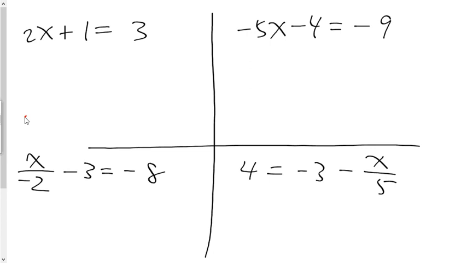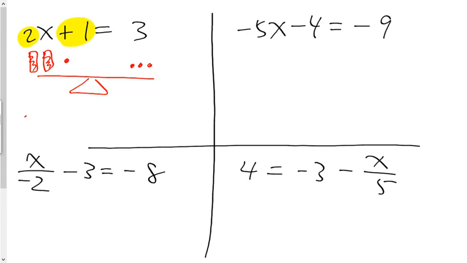MathLinks 9 textbook. So the first question gives us the equation 2x + 1 = 3. Now remember, in this equation, going back to our vocabulary, we have a coefficient of 2 and a constant of 1. So if we think about what that looks like, I'm just going to draw it real quick. 2 x's and a positive 1 equals a positive 3.